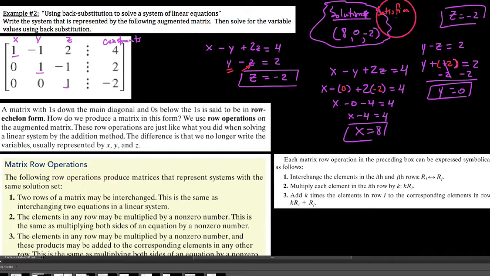So as we go forward, what we're going to look at is essentially this idea that we want to take a matrix and write it in this row echelon form, this ones down the main diagonal with zeros underneath it, so that we can easily solve the system that's associated with it.